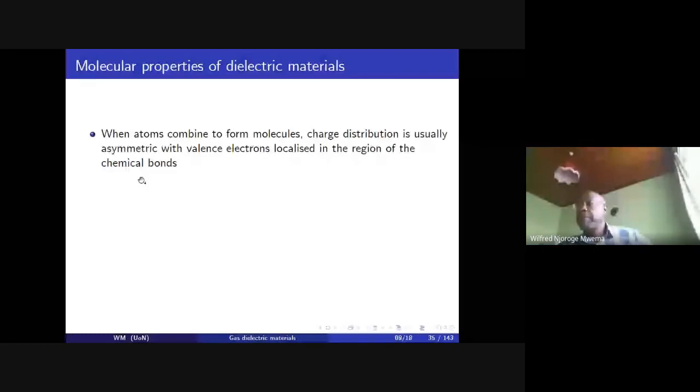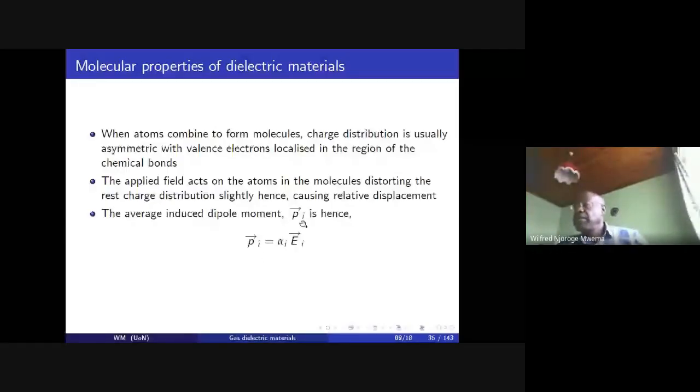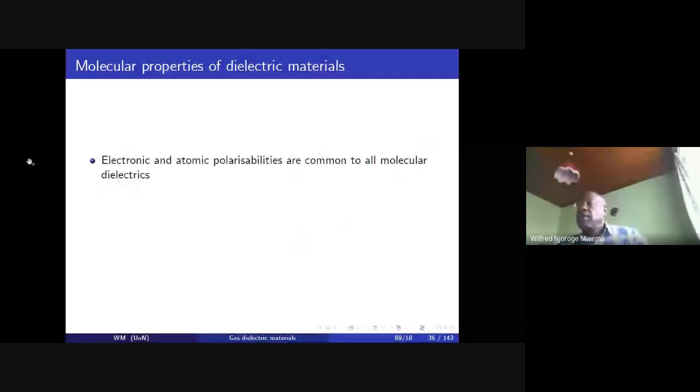In molecules, the charge distribution is usually asymmetric between the atoms forming that molecule. The applied field acts on the atoms in the molecules and will distort the charge distribution, giving a dipole related to the ionic polarizability multiplied by the local electric field. So electronic and atomic polarizabilities are common to all molecular dielectrics that we shall meet.